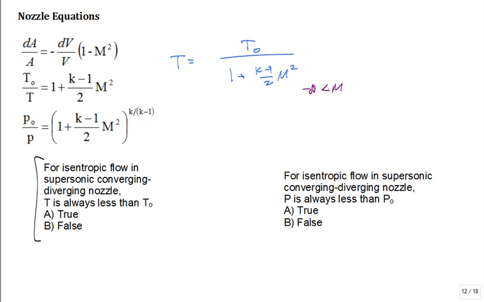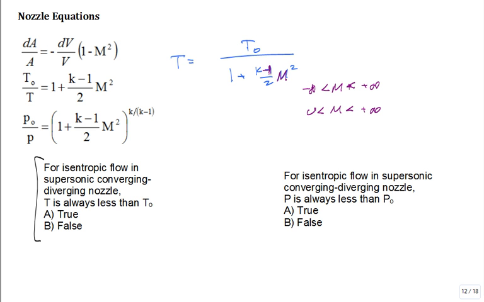Negative infinity and positive infinity? No, the Mach number ranges between 0 and positive infinity, right? You can't have a Mach number less than 0, but you can have it less than 1. Okay, so this equation works with a Mach number of 0.1 or 1.1. So anyway, you square it. That's going to be positive.